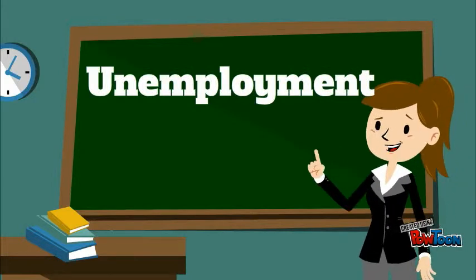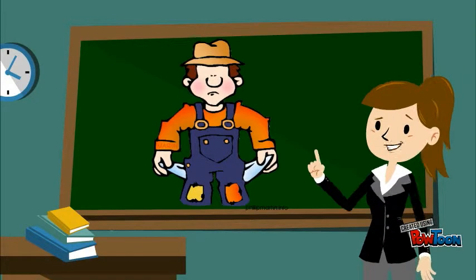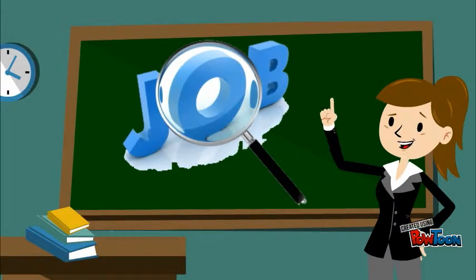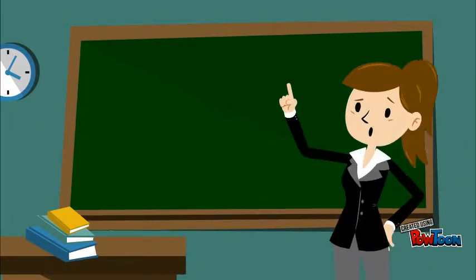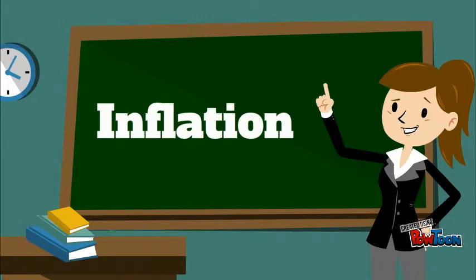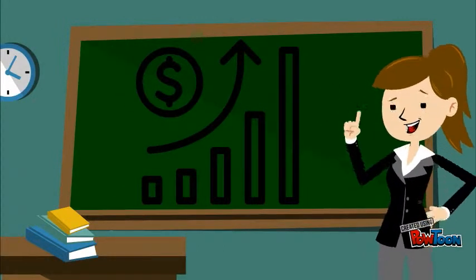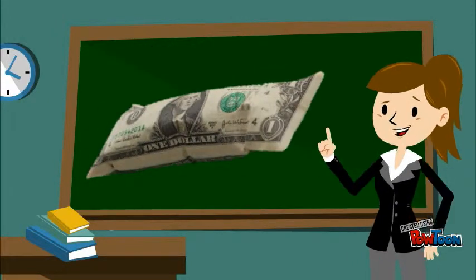Unemployment is another indicator, and it is the percentage that shows how many people in a country are out of work, looking for work, and willing to work. Last but not least, we have inflation. This happens when there is a sustained increase in average prices inside a country.